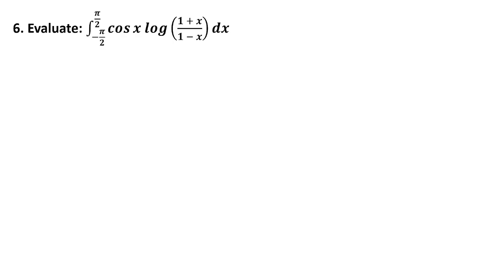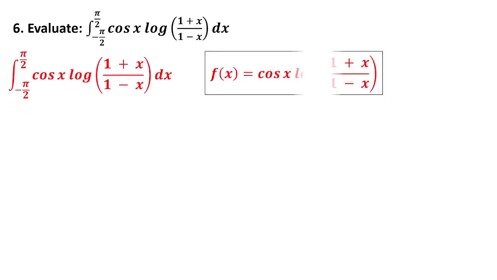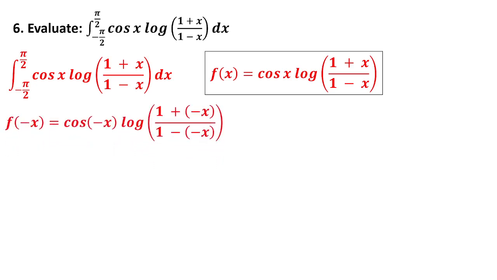Integral from minus pi by 2 to pi by 2 of cos x into log of (1 plus x) by (1 minus x) dx. Okay. Here once again use your common sense. If it is minus a to a, and inside the integrand you are getting very, very complicated functions, you have to use the odd function, even function property. For that, we have to prove that this function inside is odd or even. I am finding f of minus x.